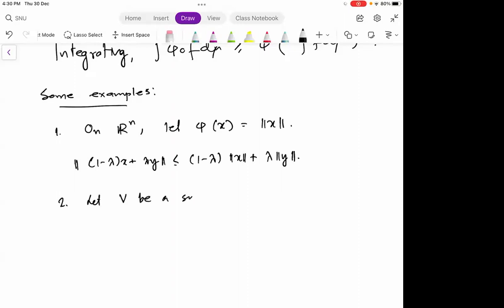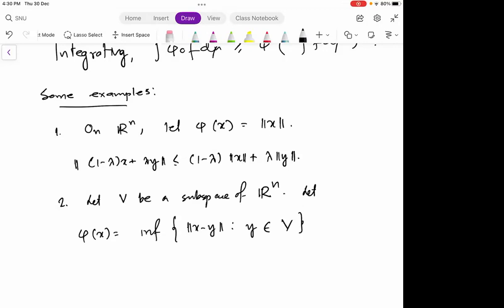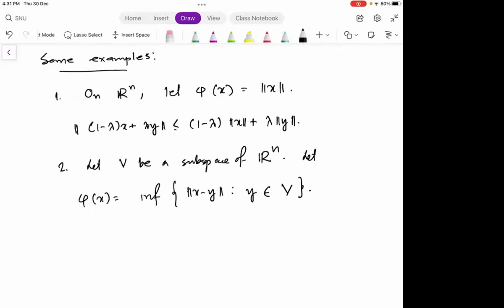Let V be a subspace of Rn. We don't really need a subspace, but I don't want to enter into more concepts. So let phi x equal the infimum, again with some norm on Rn. And this is called the distance of the point x from the subspace V. Okay.